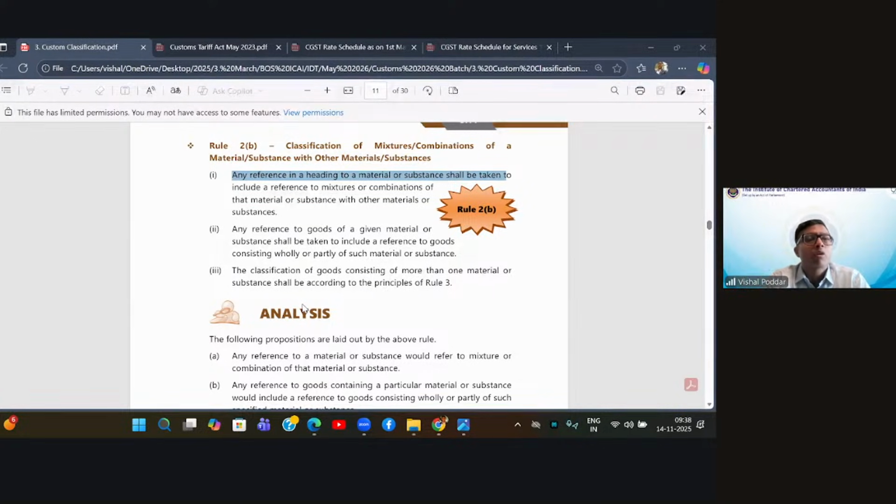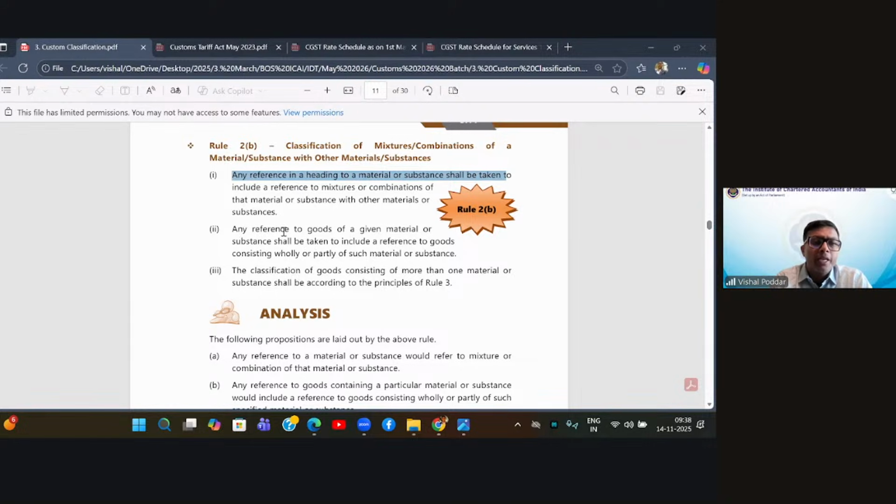You have to refer to or find out the name, in this entire tariff, of the substance or the material with which your product is made. So rule 2B says classify your products taking the reference of the material or substance using which your product is made, because in many chapters the heading used is not of the final product but of the material or substance with which that product is made.